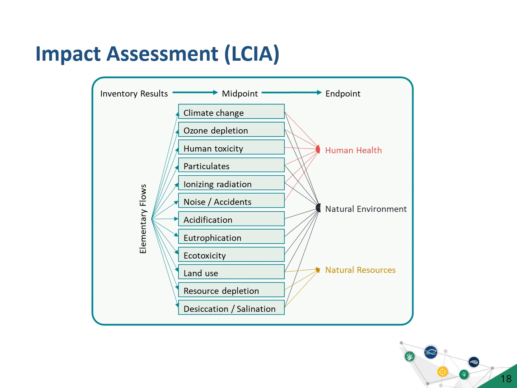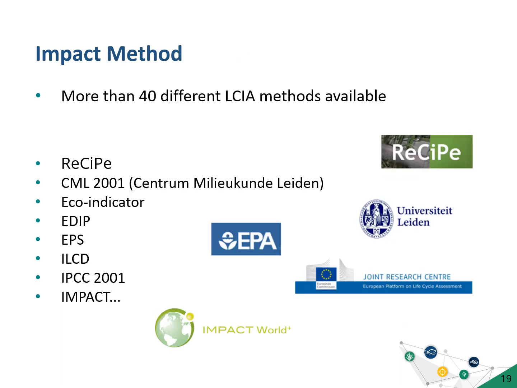As I said, the inventory results are translated to impacts that can be presented as midpoints or endpoints, when they are grouped to give more general impact numbers, such as damage to human health, natural environment, and natural resource impact. The methods to normalize, group, and weight the impact categories can vary a lot, and there are more than 40 in the databases and literature nowadays, with some examples being ReCiPe, CML, or IPCC.